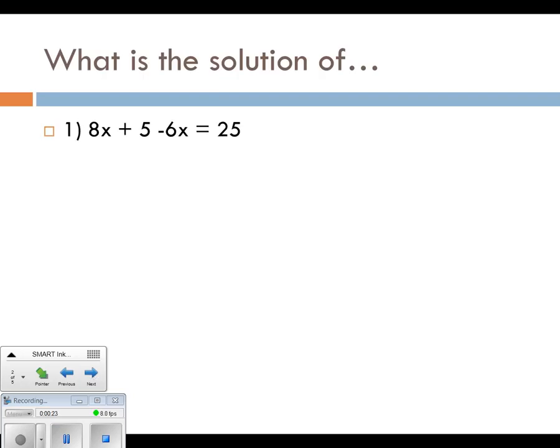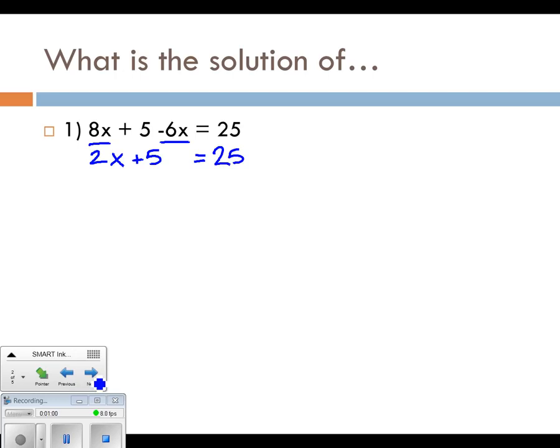In the first problem here, we're going to look at 8x plus 5 minus 6x is the same as 25. And so we can see where we have our equal sign. We want to get the x terms together on the left side. So we are going to do 8x minus 6x to give us 2x. And then we still have plus 5 is the same as 25. So we simplified that left side by combining the like terms, like I said, 8x and negative 6x.